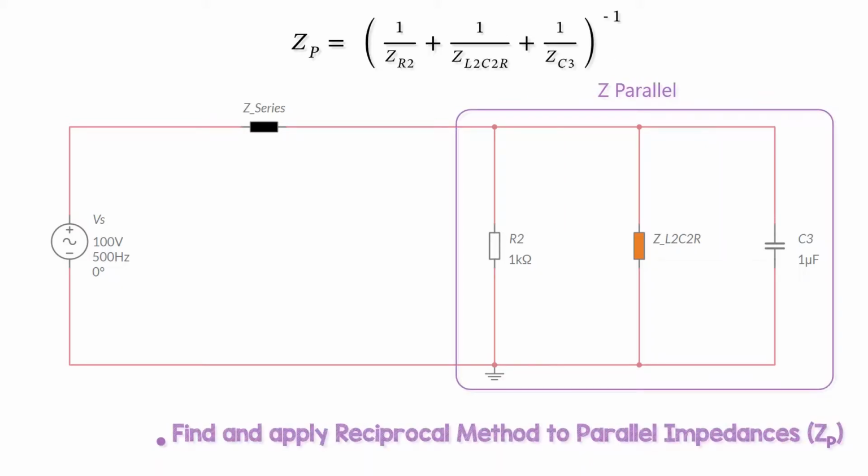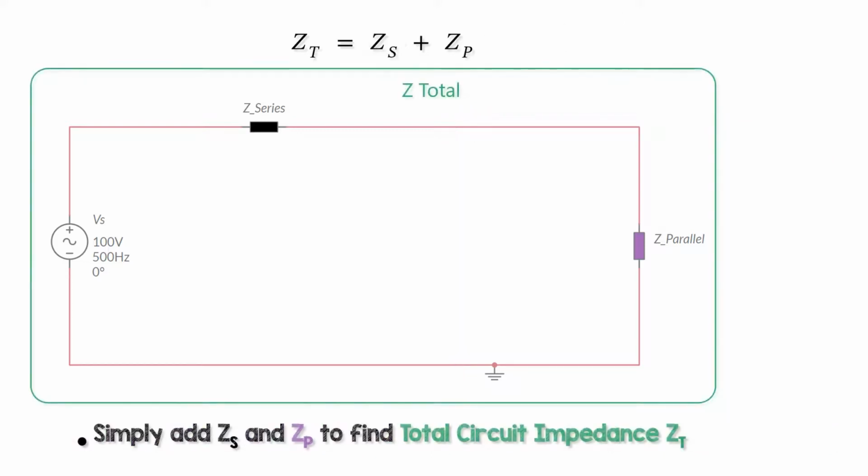Once we've done that, we can use the reciprocal method to find the parallel impedance in total, which is made up of the resistor and the capacitor and the other series branch we just looked at. And then finally, really easy, add the series impedance to the parallel impedance to get the total circuit impedance, and then we can find the supply current.